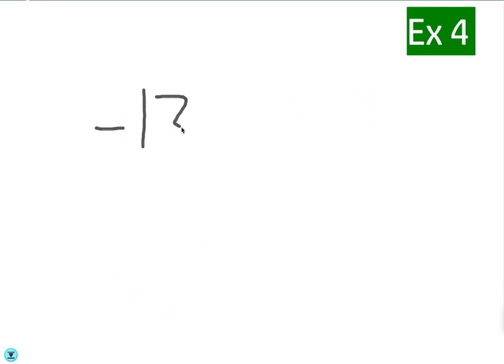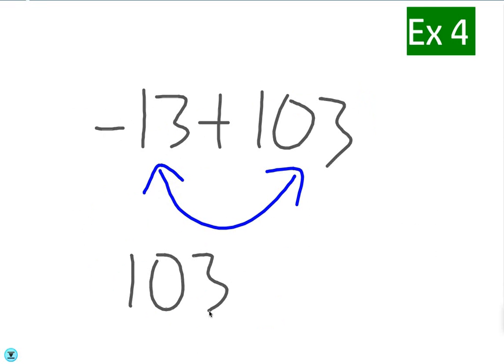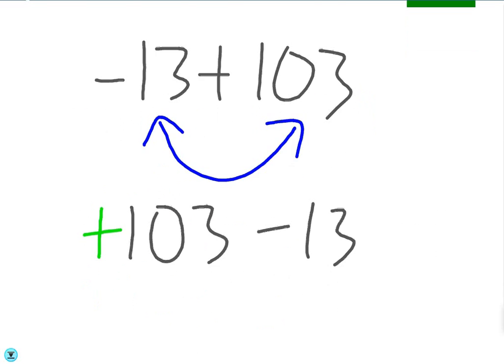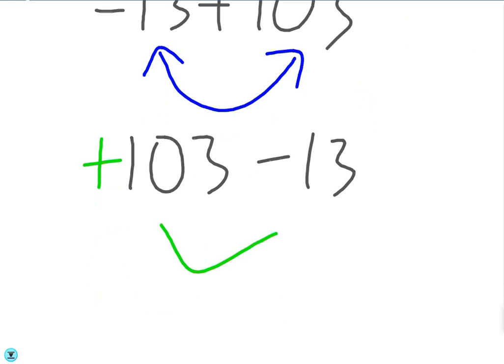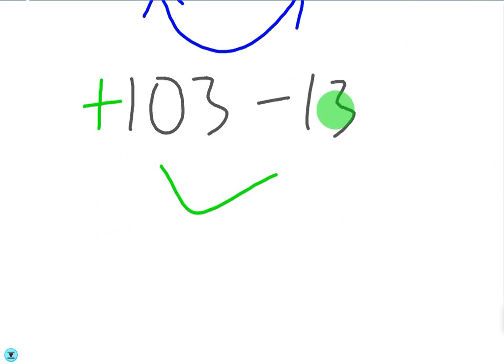We're going to do negative 13 plus, let's do 103. All right, let's use a different color here. If we switch these, then it becomes 103 minus 13. And again, you can always imagine there's a plus sign there. This one's definitely easier because now you can see we're subtracting. If you subtract 13, you're basically subtracting 3 and then subtracting 10. So 103 minus 3 is 100, minus 10 more is 90. Therefore, the final answer is going to be 90.